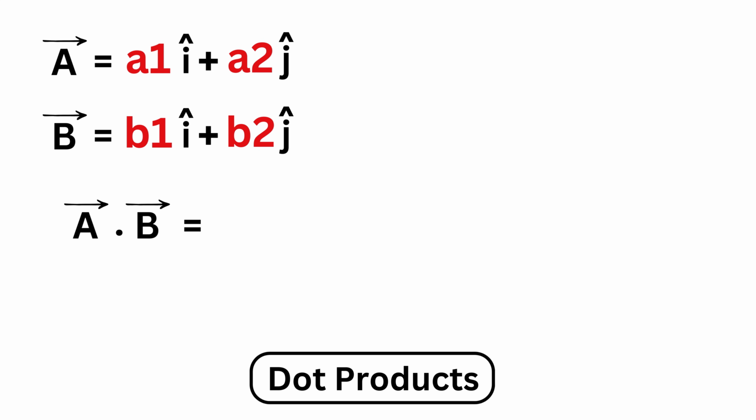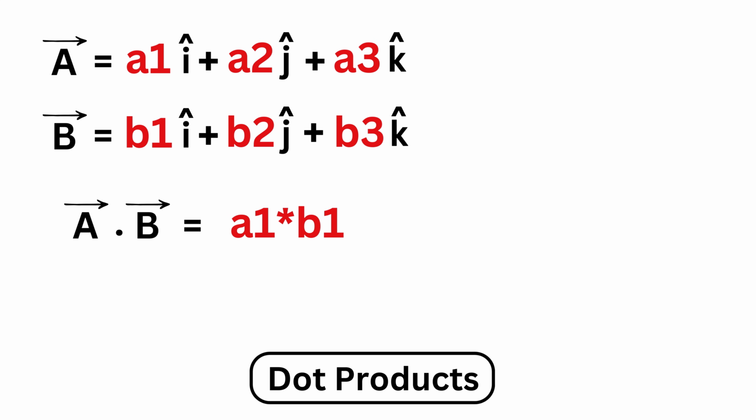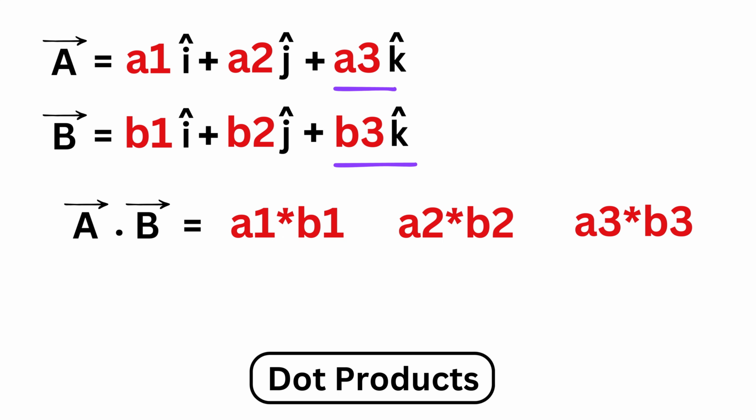In this case, the vectors become A1 i hat plus A2 j hat plus A3 k hat, and B1 i hat plus B2 j hat plus B3 k hat. The dot product follows the same pattern. We multiply the i hat components, the j hat components, and the k hat components, then add all 3 results together. This formula is useful for measuring alignment between any 2 vectors, whether in 2 or 3 dimensions.